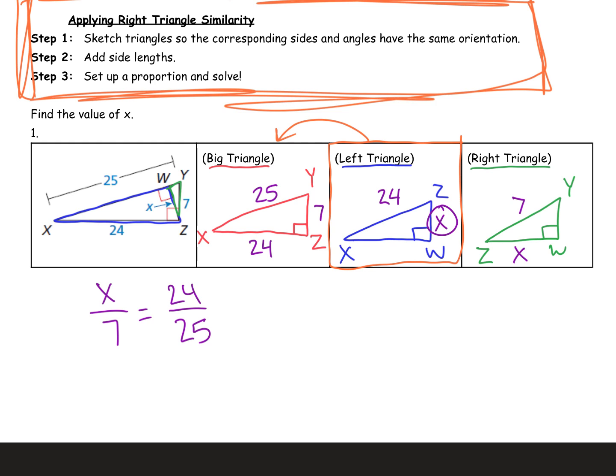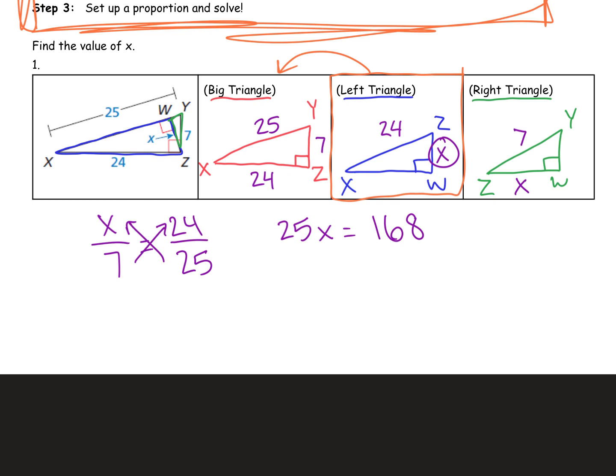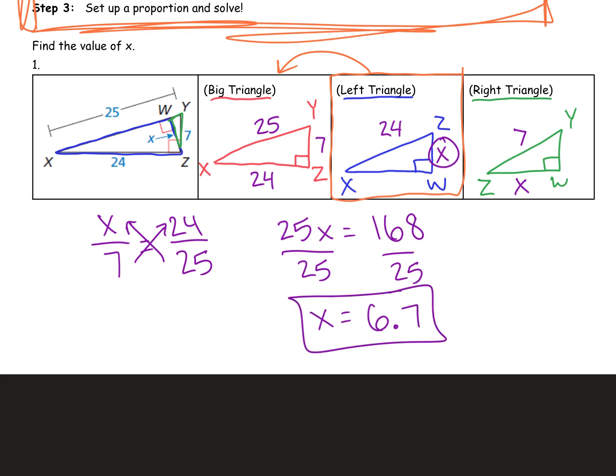Now that I have a proportion, I can cross multiply and solve. Just when you thought we were done, it comes back. So 25 times X is equal to 7 times 24, 168. And just like we've done time and time again, divide both sides by 25, we'll figure out what X should be. Let's see here, 168 divided by 25, 6.7. Perfect.